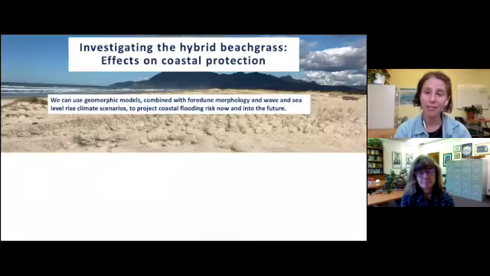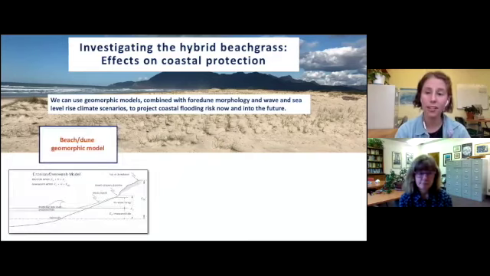It might be intuitive that taller and wider dunes protect better against storms and sea level rise, or against flooding and erosion, but we can actually model this. This research is done in collaboration with Dr. Peter Ruggiero's lab, which has developed this model to look at erosion and overwash using a suite of different factors.